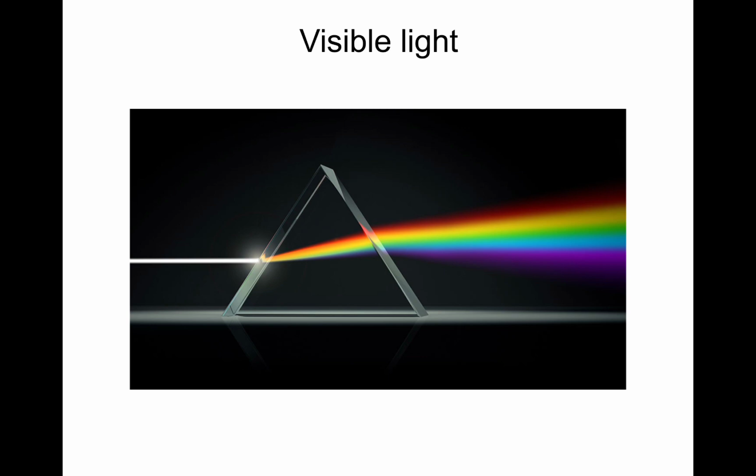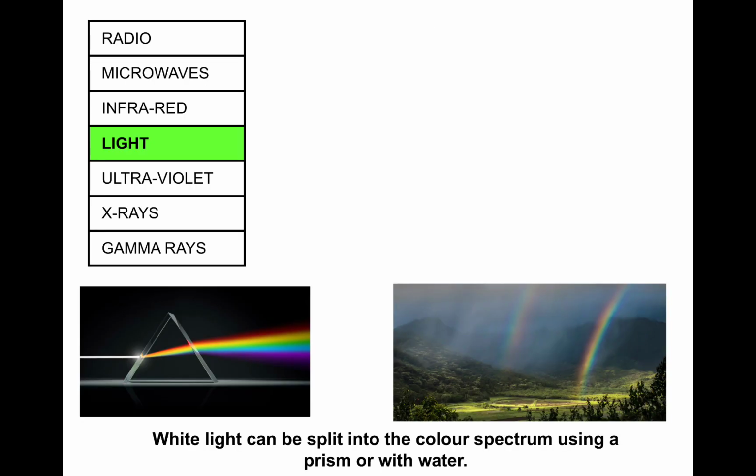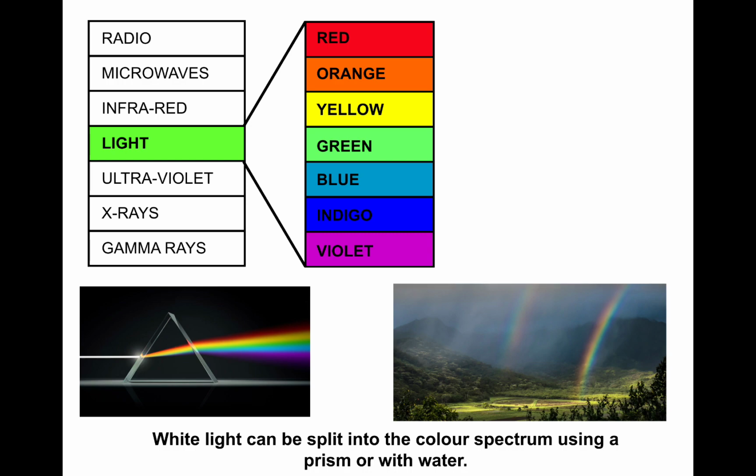So this is visible light coming into a glass pyramid and then undertaking a change in direction called refraction, and then diffracting out the right hand side in all the different colours of the rainbow. So let's look at that now. Visible light will split into a colour spectrum, and here it is. So it's red, orange, yellow, green, blue, indigo, violet.